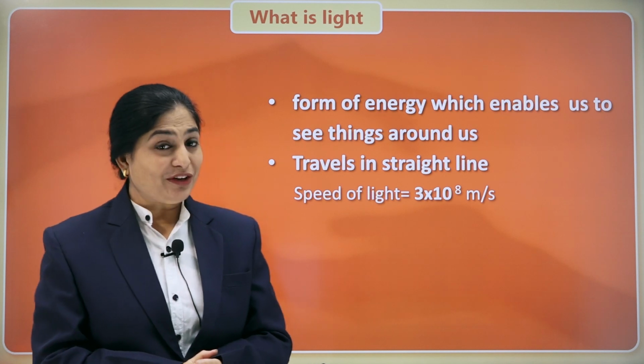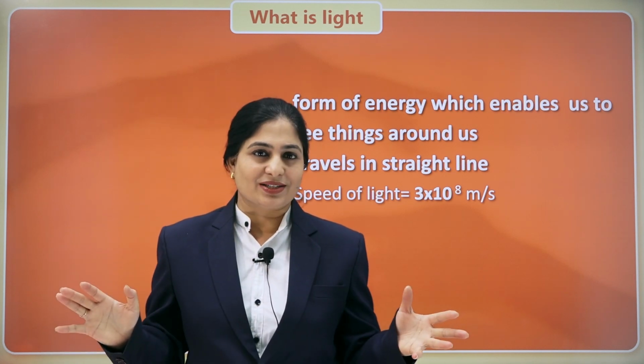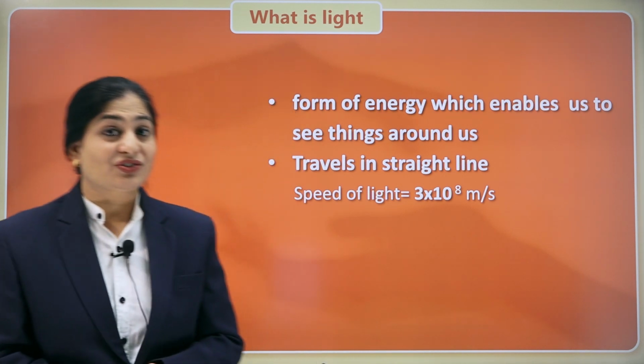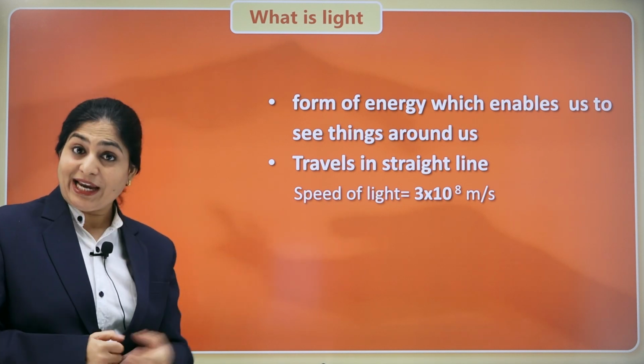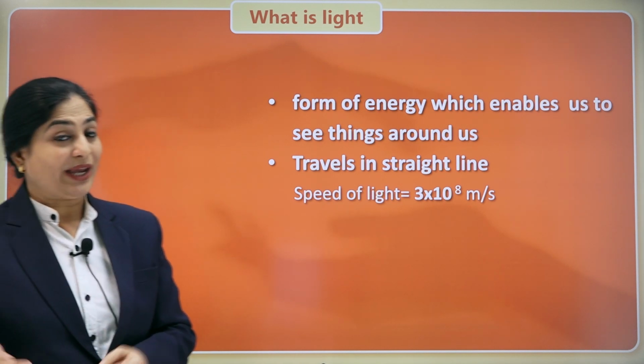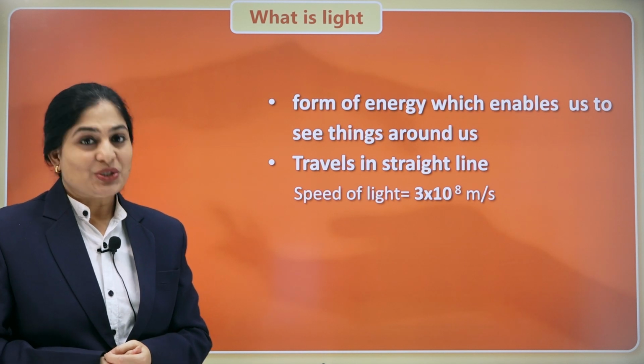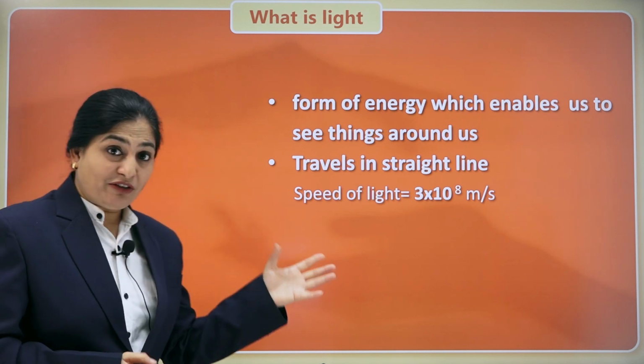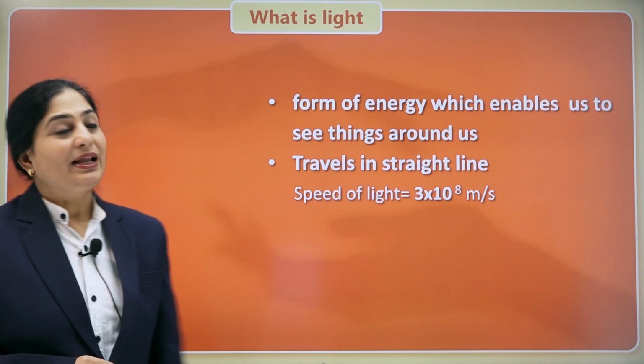Do you know the speed of light? It travels very fast. The speed of light is 3 into 10 raised to the power 8 meters per second in vacuum or in air. So when we talk about the speed of light, it is very high. Let's move further.